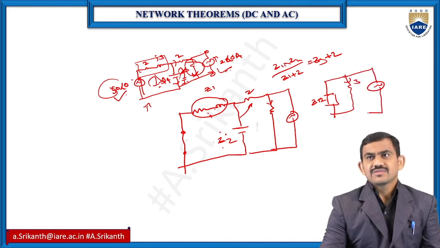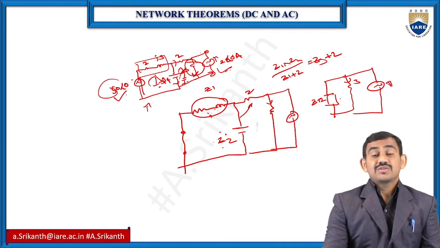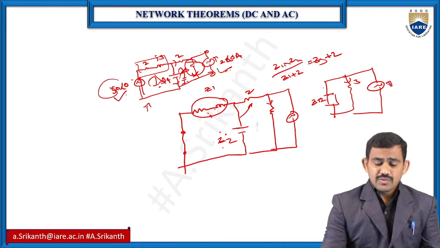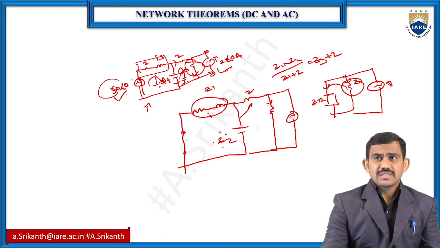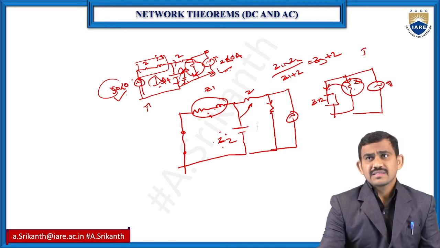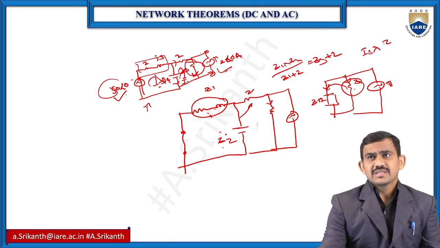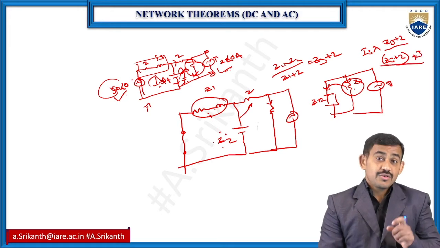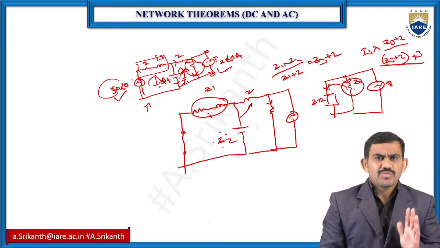And here I have a current source. Now use the current division rule. I require this current, so take the opposite resistor by this resistor. So Is into the opposite resistor, that is Z3 plus 2, by your total resistor, Z3 plus 2, plus your 3 ohms. Just use the logic, that's it. You can use any method, no problem for that.